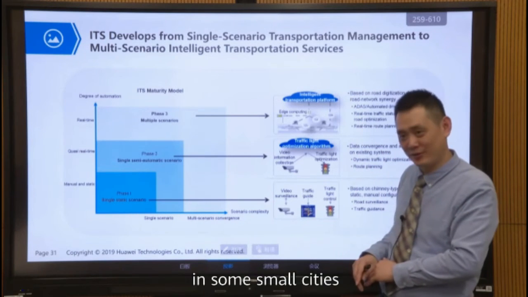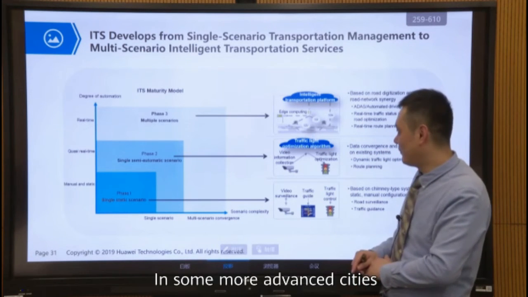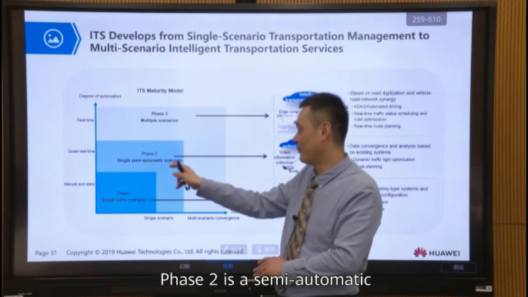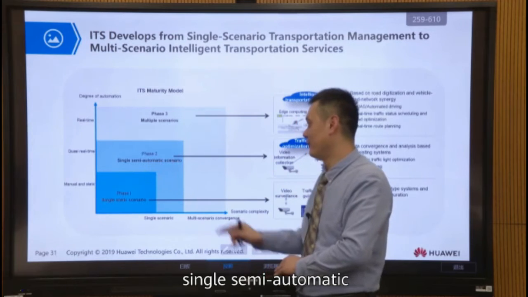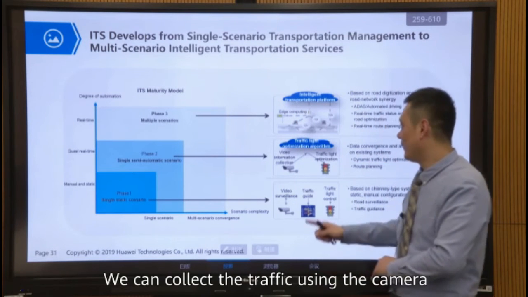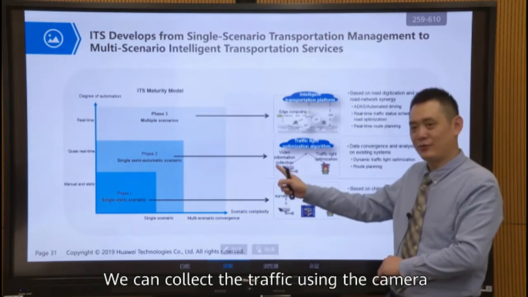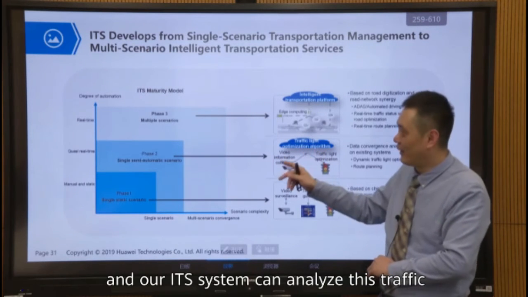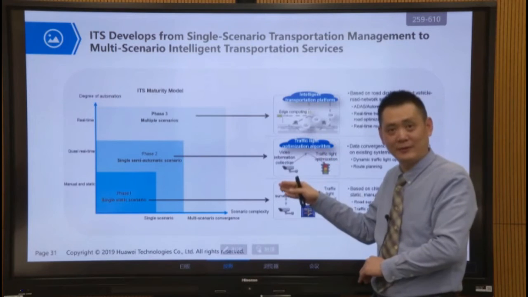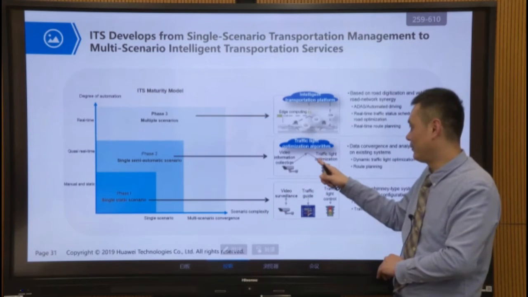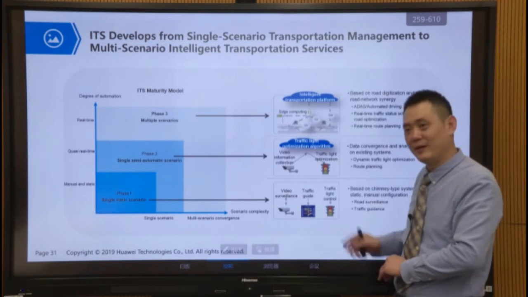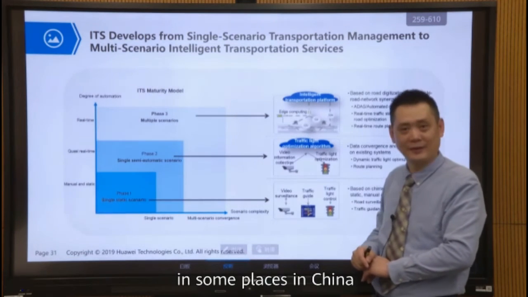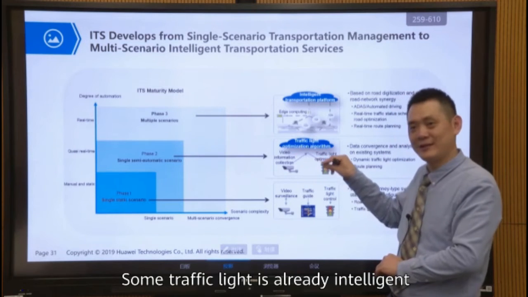In some small cities, and in some more advanced cities, now is in phase 2. Phase 2 is semi-automatic. We can collect the traffic using the camera, and our ITS system can analyze this traffic and adjust the traffic light with the optimized timing. This is already realized in some places in China. Some traffic light is already intelligent.